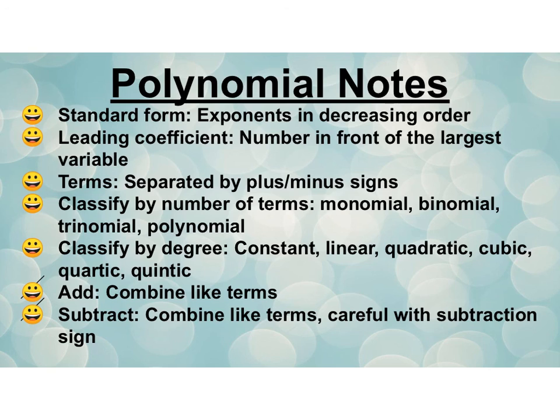And just to recap, make sure your answers are in standard form. The leading coefficient is the number in front of the largest variable. Terms are separated by plus and minus signs. You need to know your number of terms words: monomial, binomial, trinomial, polynomial. Classify by degree: constant, linear, quadratic, cubic, quartic, and quintic. Add and subtract by combining like terms. Multiplying, you're using your rules of exponents.